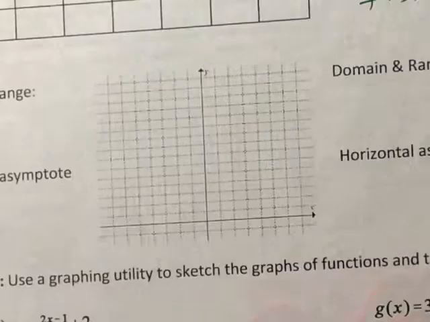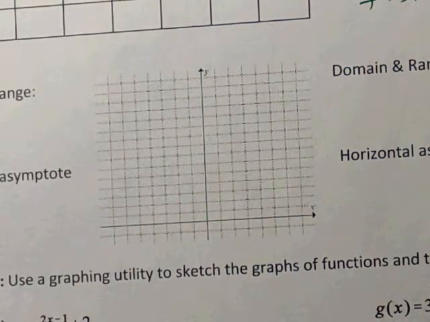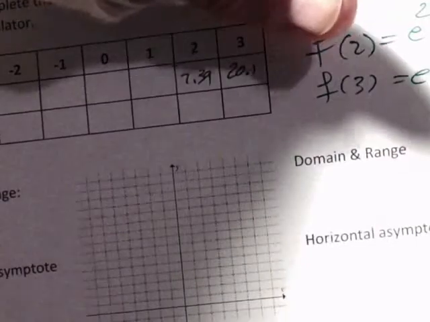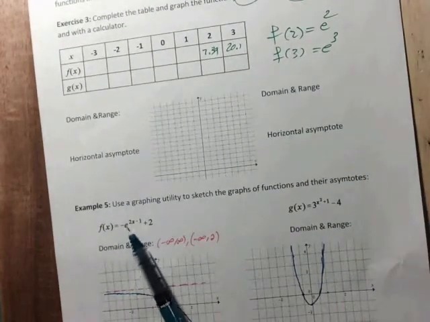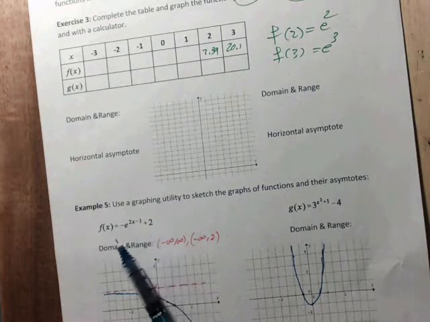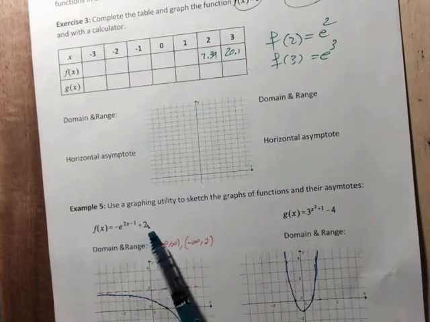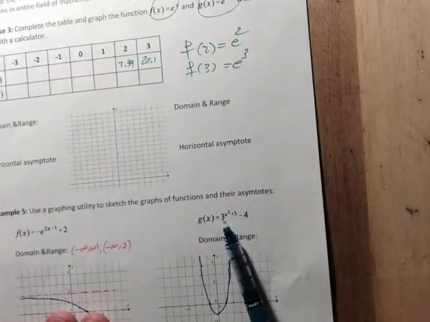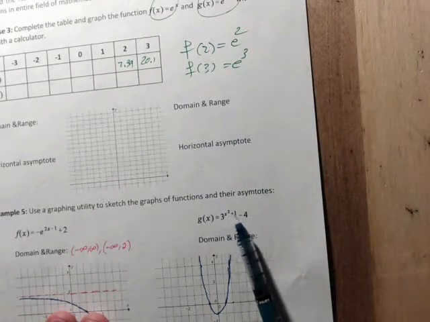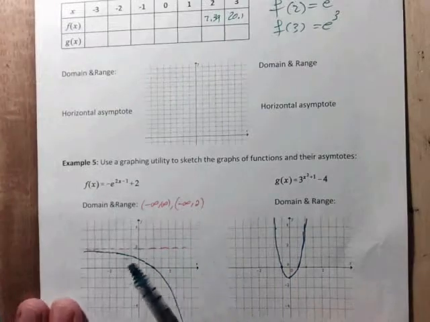Continuing with the following example, we're going to graph other exponential functions which are a little bit more involved than simple ones like e to the power x, e to the minus x, or 2 to the x. They are a little bit more involved, like these: minus e to the 2x minus 1 plus 2. This minus reflects the graph, this minus 1 moves it left or right, and this plus 2 moves it up. And this one, x squared, makes it look like a parabola, and the minus 4 moves it down. I use my graphing calculator to get them.